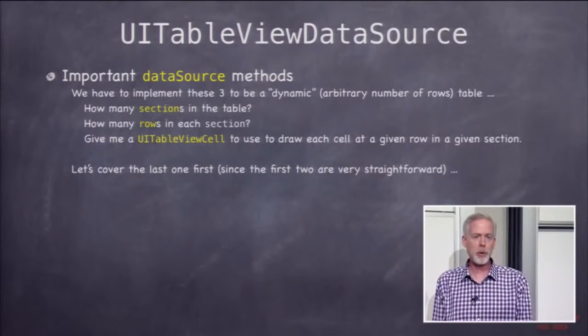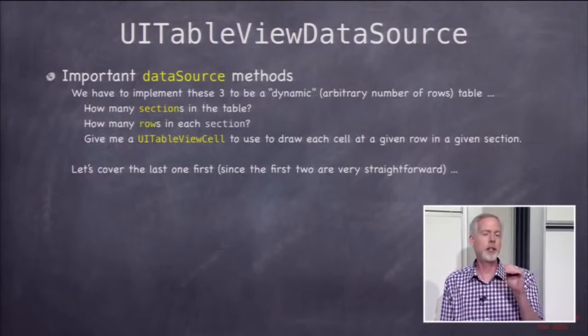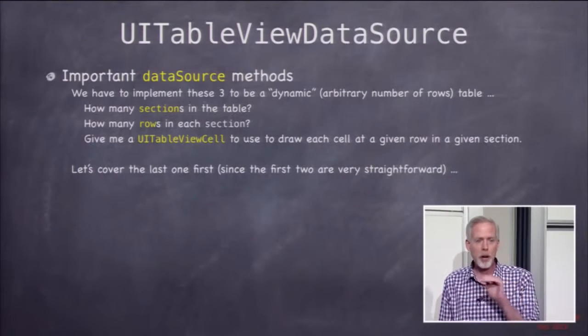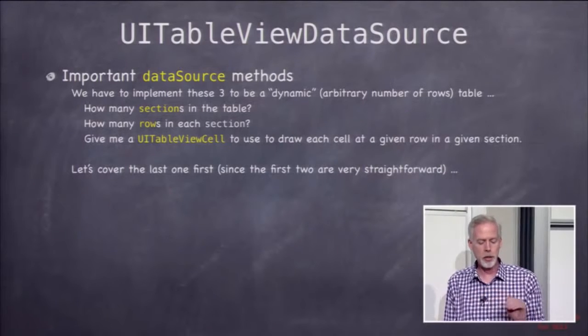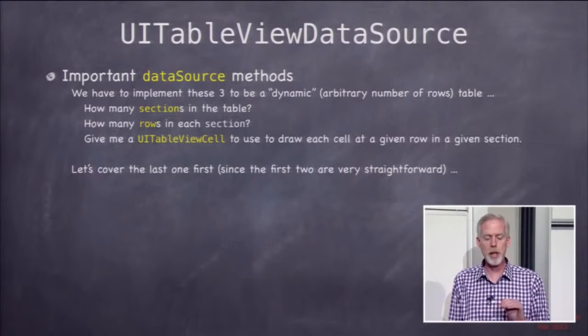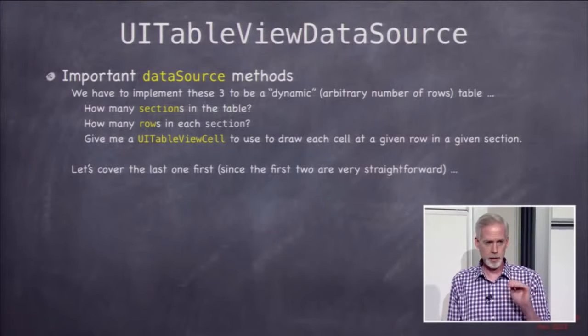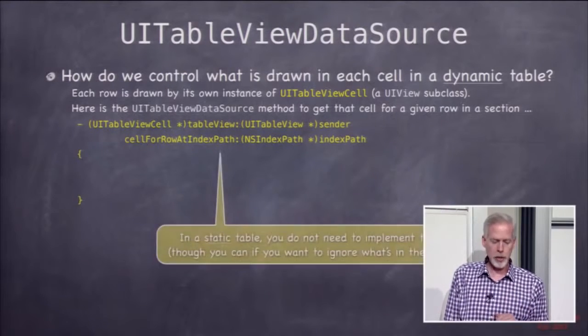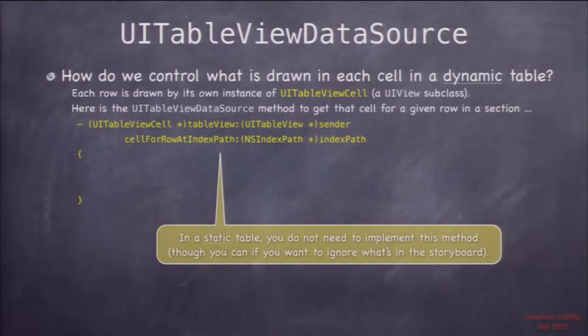So let's cover the last one first, because that's the most important. It's really easy. The sections and rows is just asking you for a number. But getting the cell for each row is a little more complicated, so let's talk about that one first. So this is the third method in the data source protocol. And it's called tableView cellForRowAt indexPath.